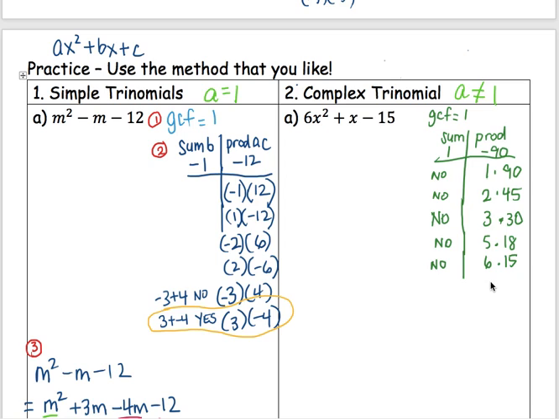7 doesn't work. 8, nope. 9. Okay, you know that 9 times 10 will make 90. Okay, but if I add or subtract 9 and 10, can you get a 1? Well, if you add them, you get 19, but if you subtract them, yes, you can get a 1. So we found the numbers. Okay, now we just have to figure out what sign they will have.